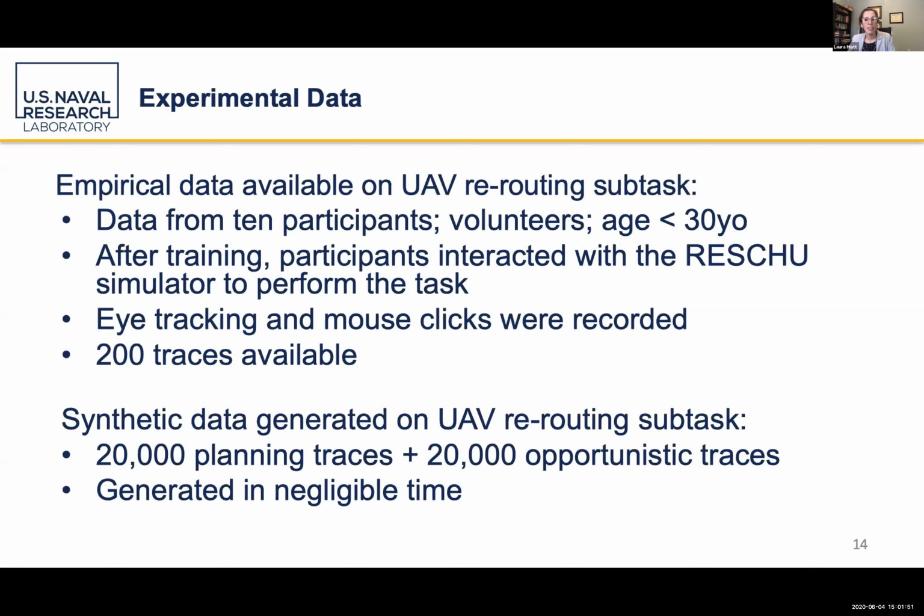For the synthetic data, we generated 20,000 traces from the planning model and 20,000 from the opportunistic model. These were generated in negligible time. And again, this doesn't make any claims about what strategies are right or wrong. That's Greg's side of the coin that he spoke about earlier. This is more about getting enough data variability of the things that people are doing to make sure that the overall data we use to train the model captures the richness of human behavior.